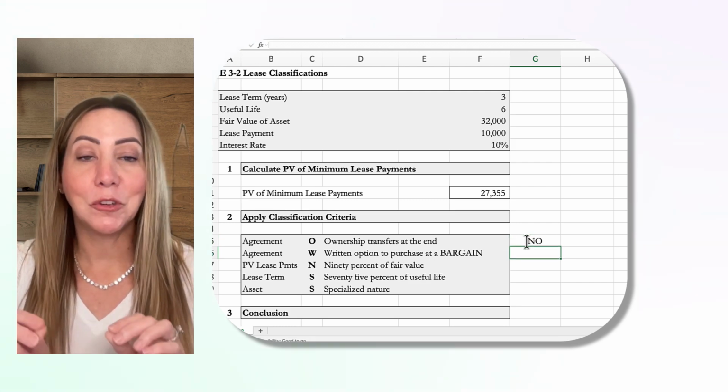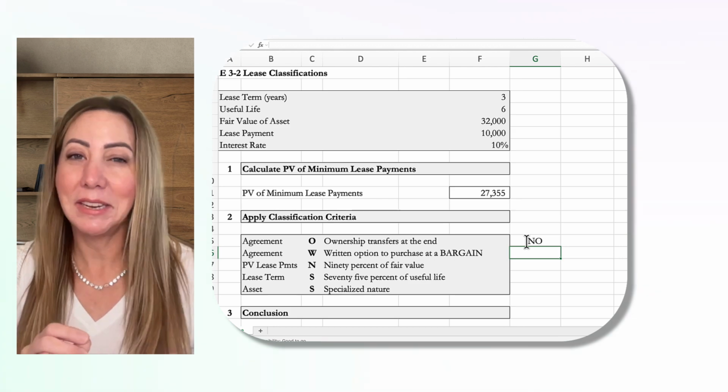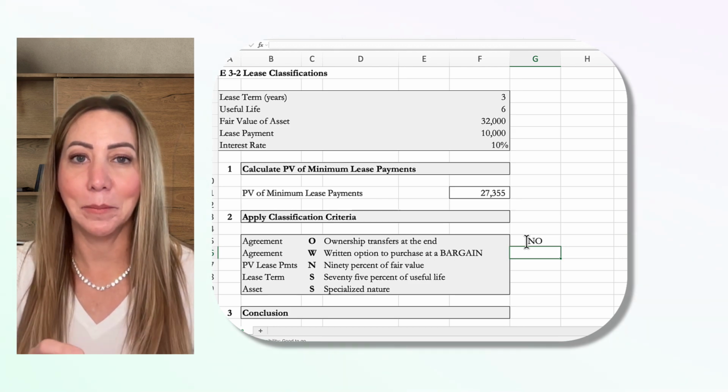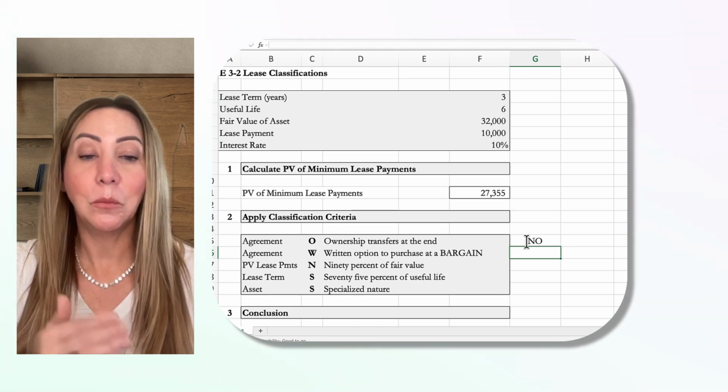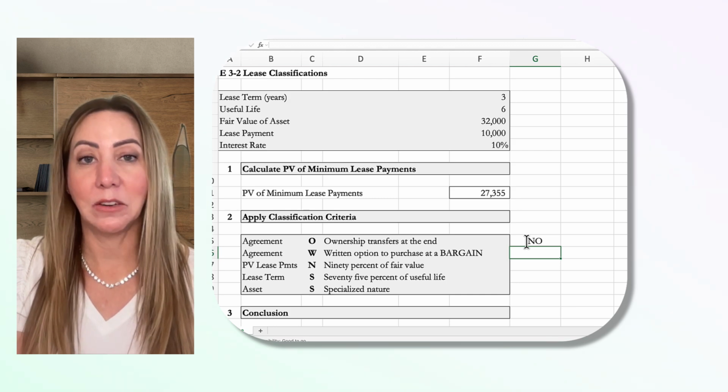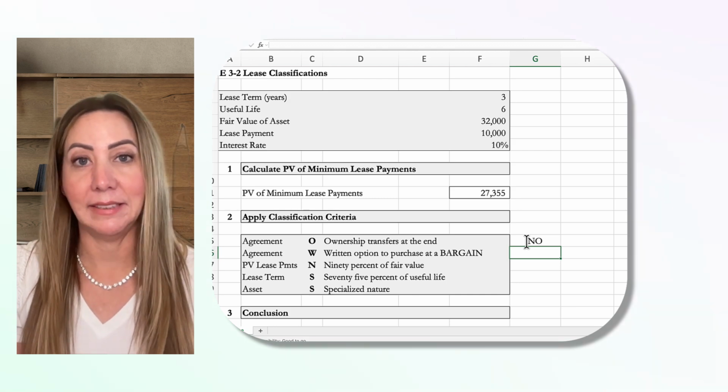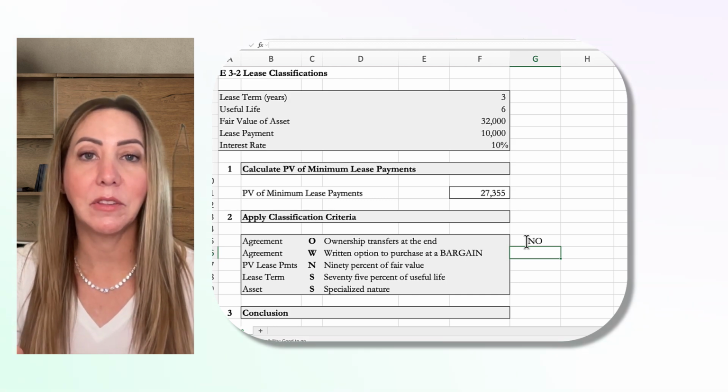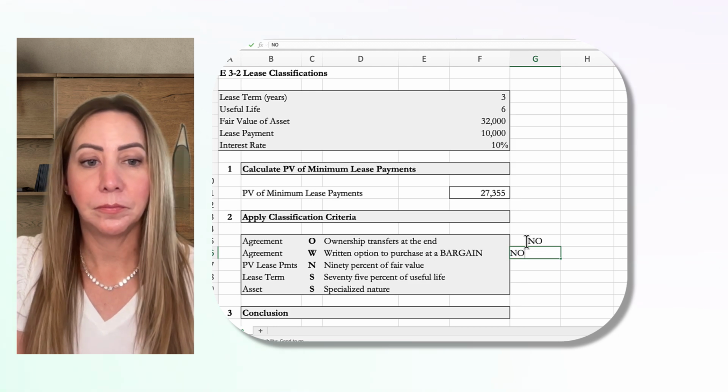The written option to purchase at a bargain. We're taking some liberties here with the acronym, adding a W, the word written. It would be something that would be written into the contract, whether or not there was an option to purchase it at a deal at the end. And so we haven't been given that information. We'll assume it's a no.